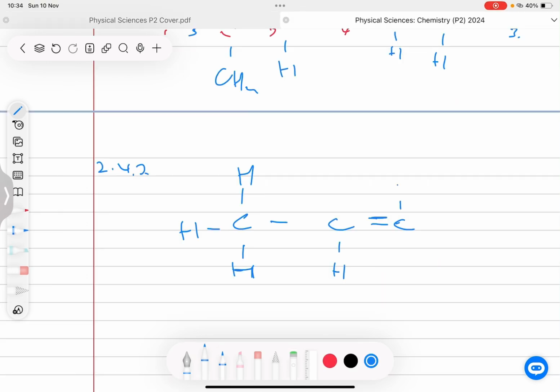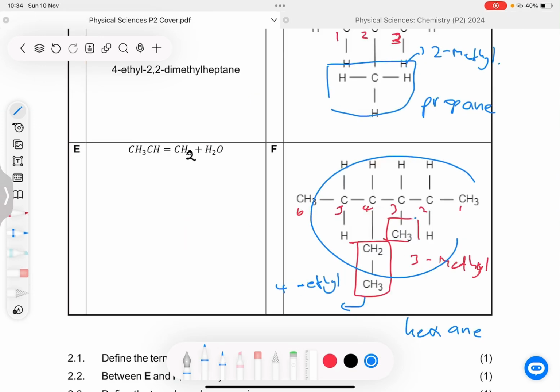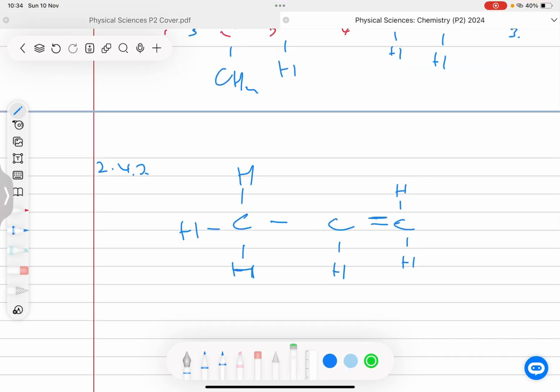The double bond should then allow us to have 2 more bonds there, because already we have 1, 2, 3, 4 bonds in total. Here I see we have a typo. This should be 2 bonds, because we can't have 3 hydrogens. It should be 2 hydrogens bonded to carbon. So now that's our molecule.